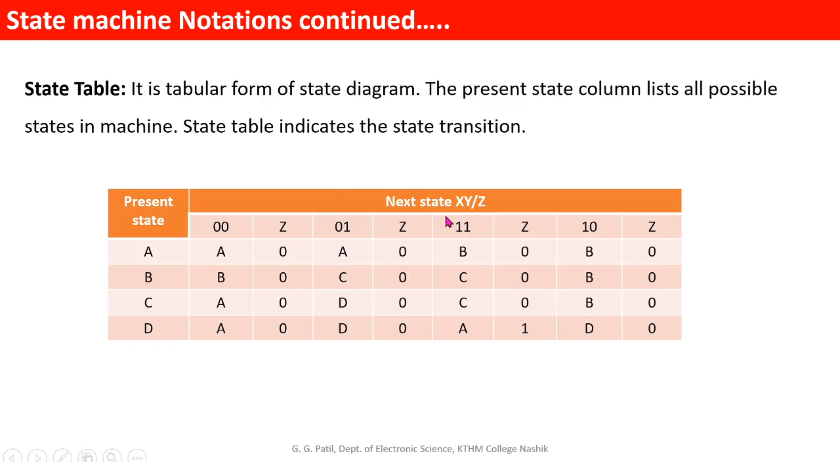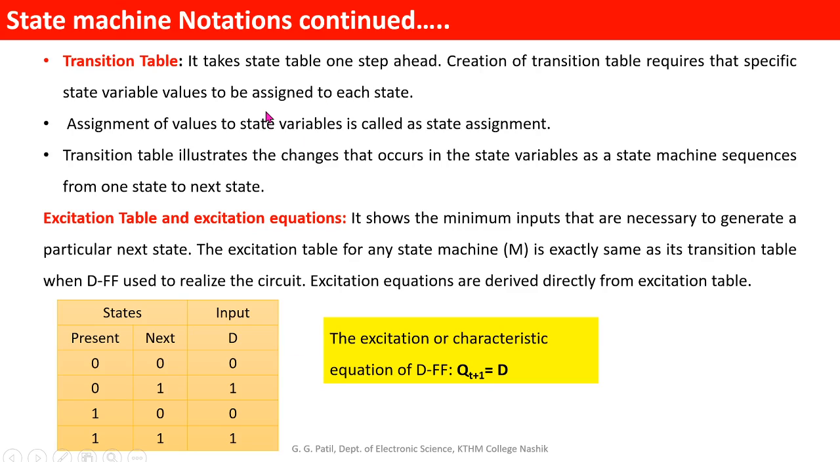The inputs are represented with these state assignments 0 0, 0 1, 1 1 and 1 0. So the proper state assignment must be done so that it is easy to represent the transition between the states. The assignment of values to state variables is called state assignment. Assigning unique values to state variables is called state assignment. The transition table illustrates the changes that occur in the state variables as the state machine sequences from one state to the next state.